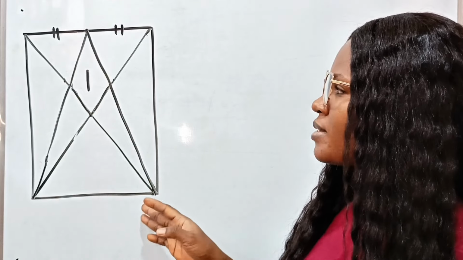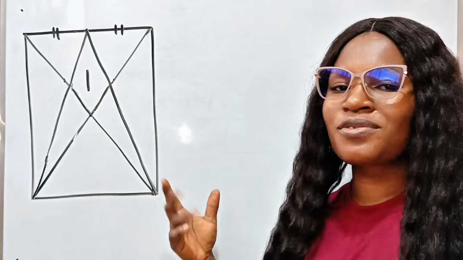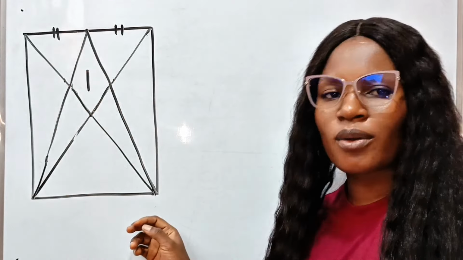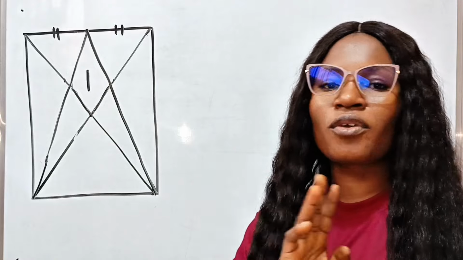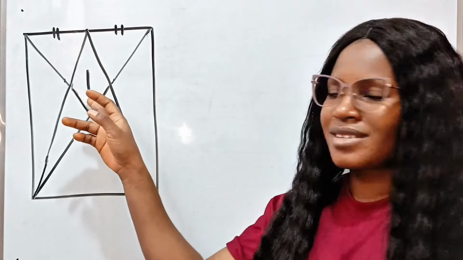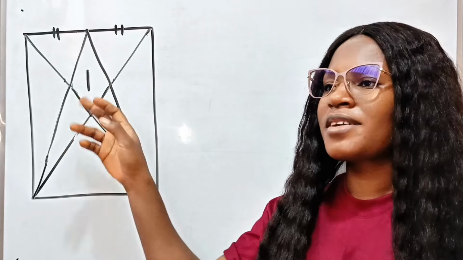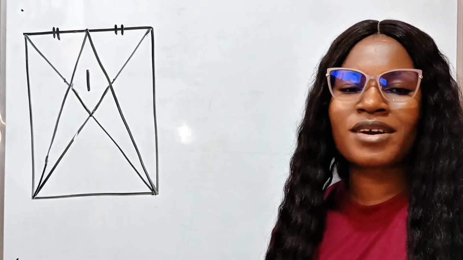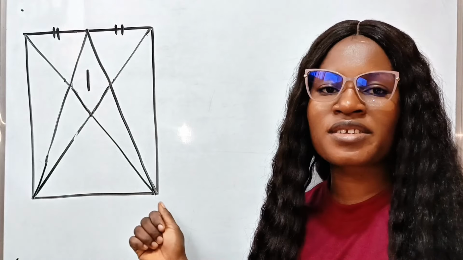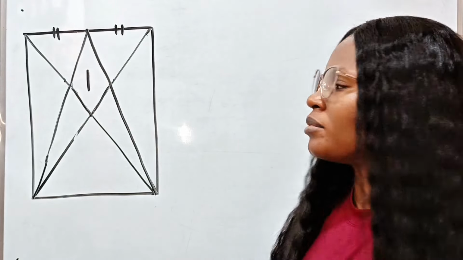So this is not drawn to scale, and we are asked to find the area of this particular rectangle. The only information given to us is the area of the kite that we have here. When I saw the question, I was like, what do these people mean? Okay, now let us go ahead and solve it together.